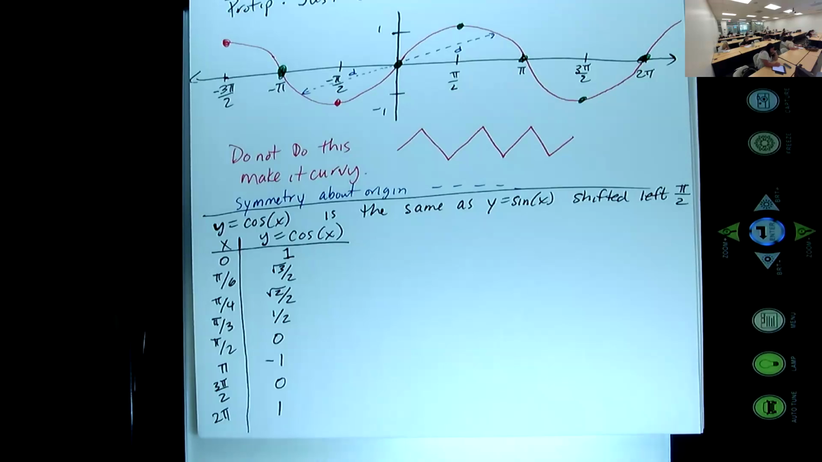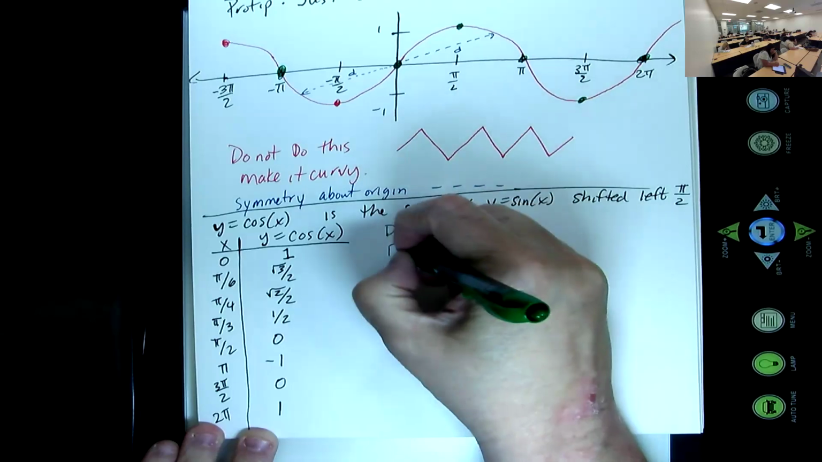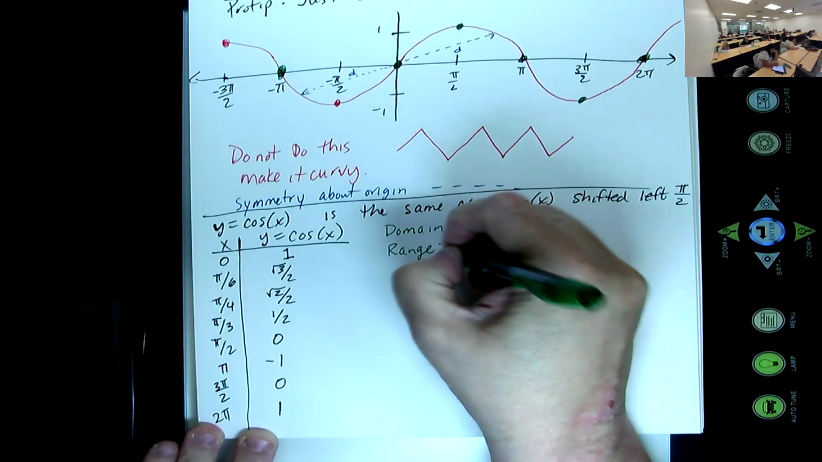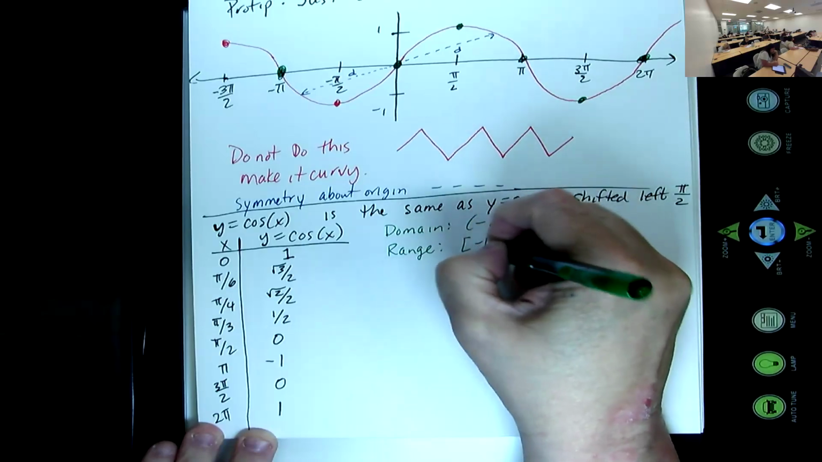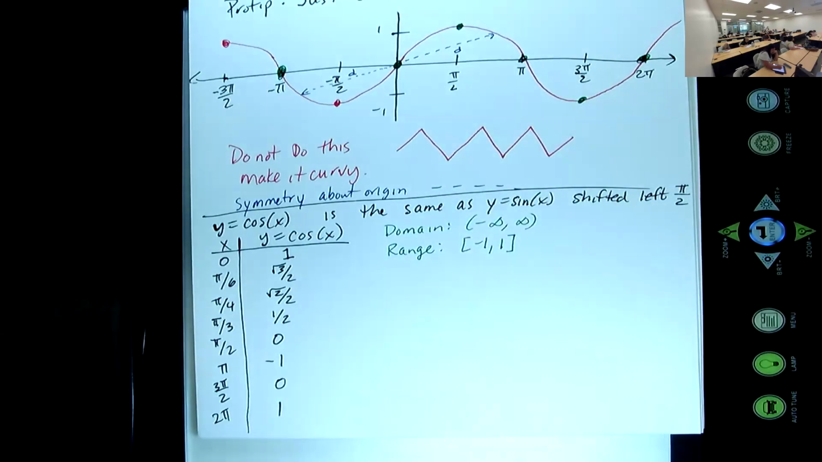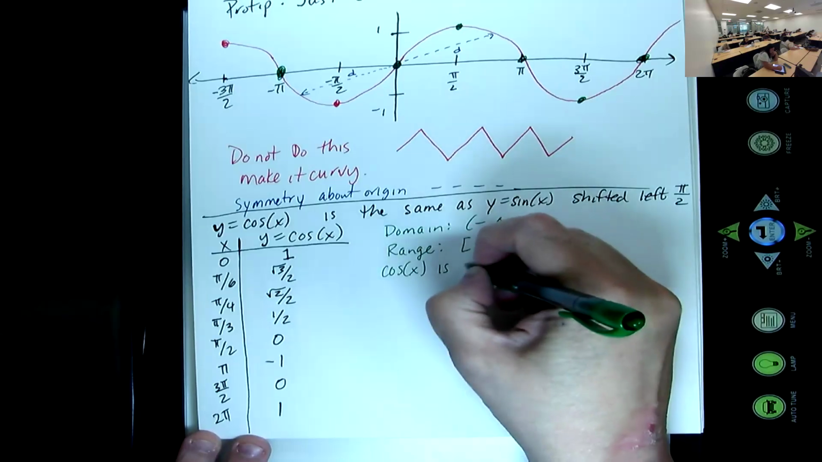So, domain and range again. What color did I use last time? I used green for domain and range, we did that here. Domain and range is the same as sine. We had negative infinity to infinity and -1 to 1. Cosine x is also continuous on its domain.